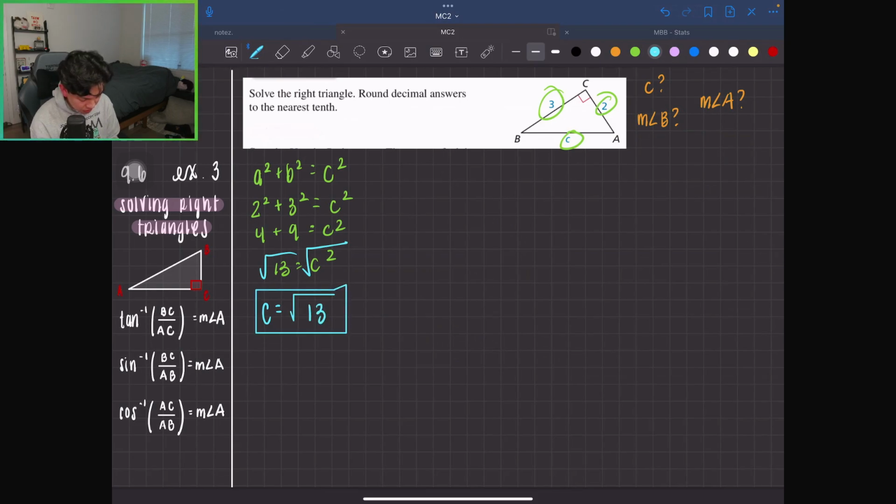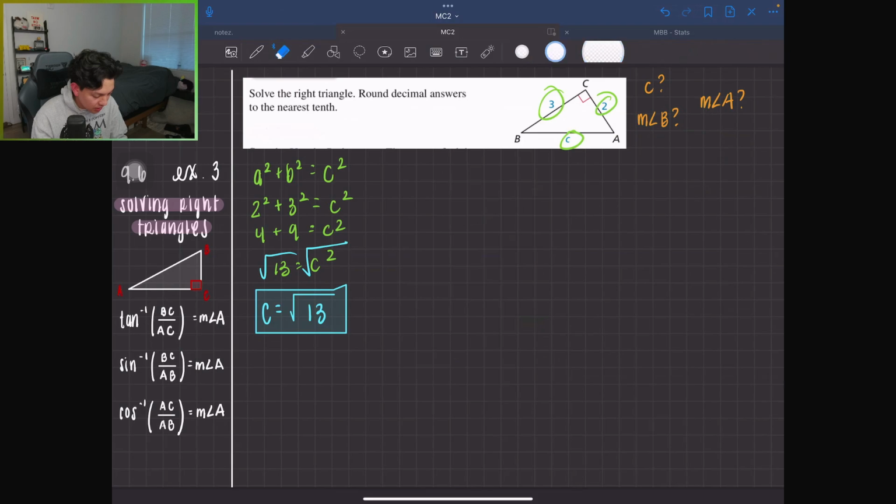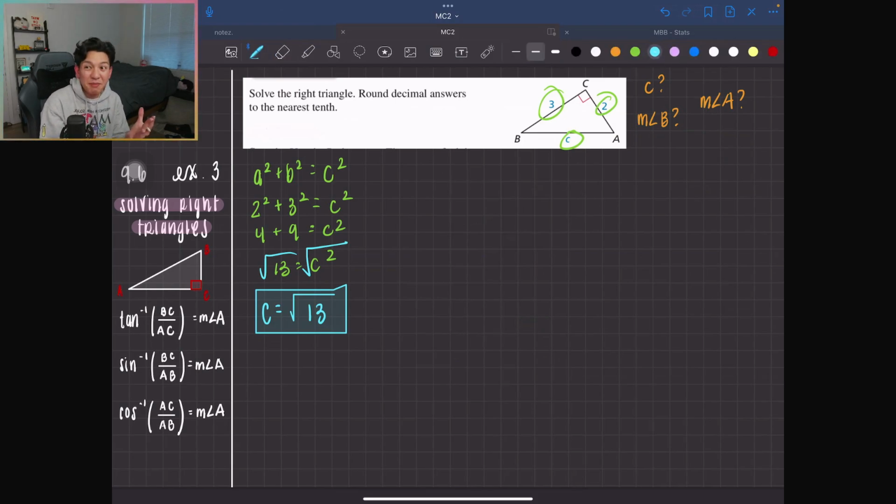When it comes to solving these kinds of problems moving forward, it's preferred that you leave it as a radical and you try to simplify the radical also, because when you're rounding things off right away, it can cause a little bit of a discrepancy. Like if you had 18.09934 or something, obviously that's going to be different from 18.1 or 18.0993, right? So you just want to keep things as they are for the time being, okay, until it's appropriate to use it in another sense. But that's besides the point, okay? All right, cool. So we already found out what C is.